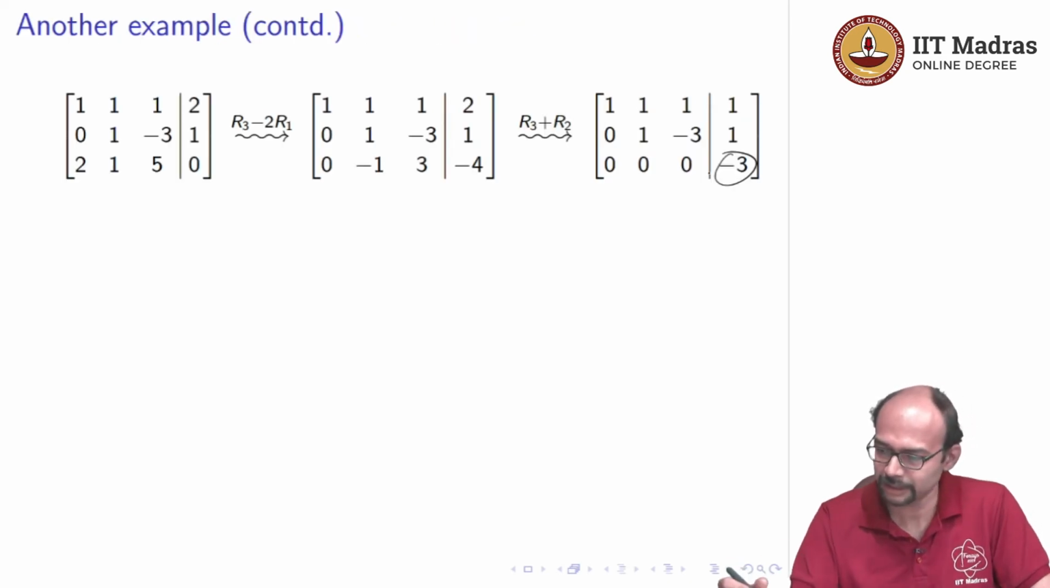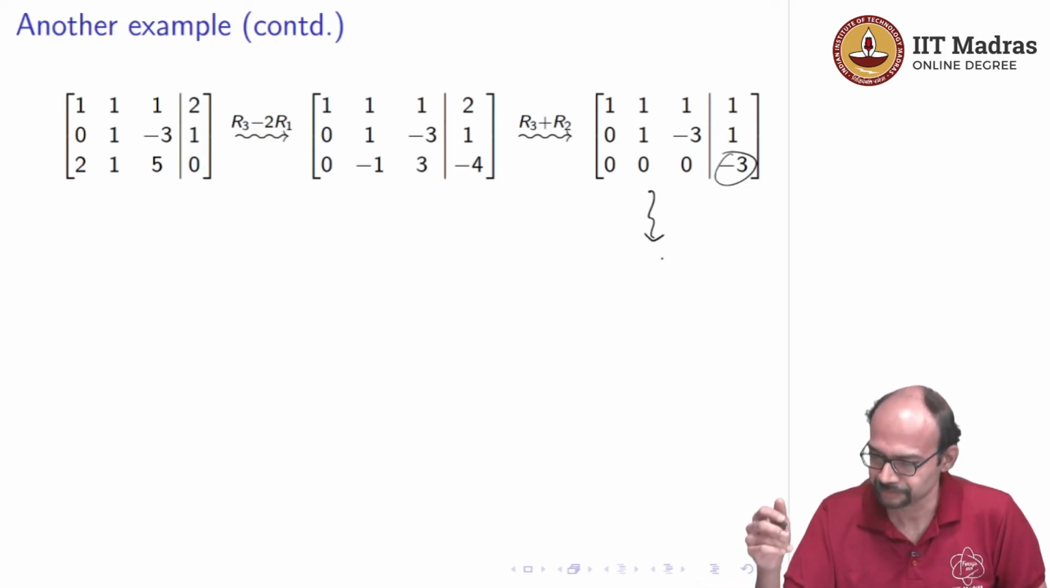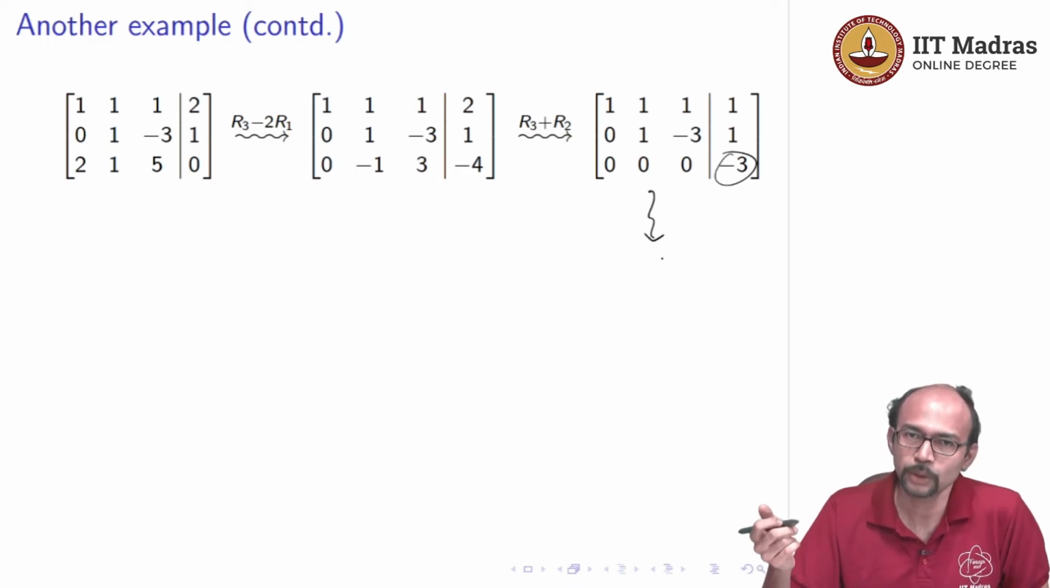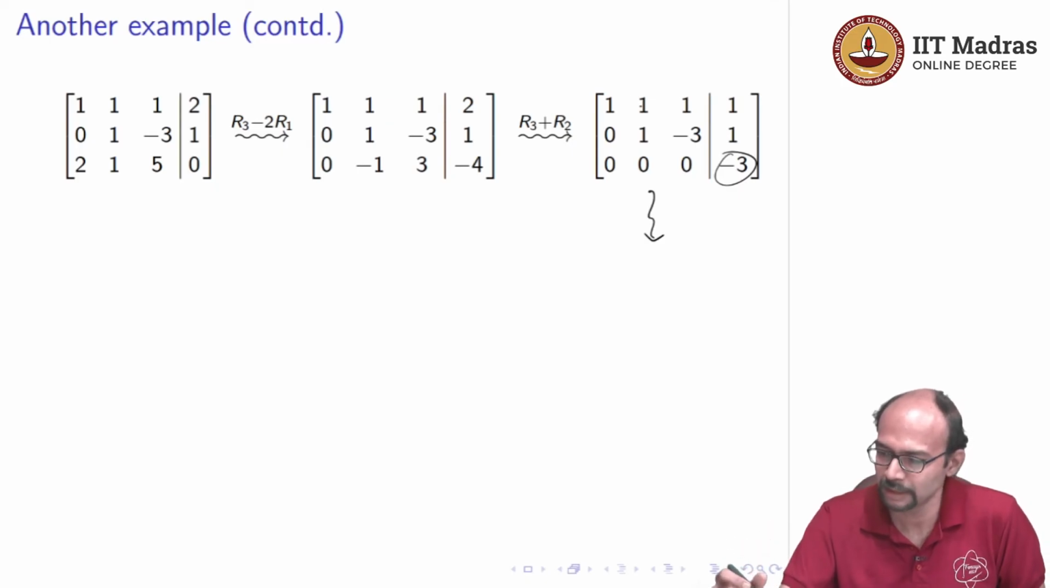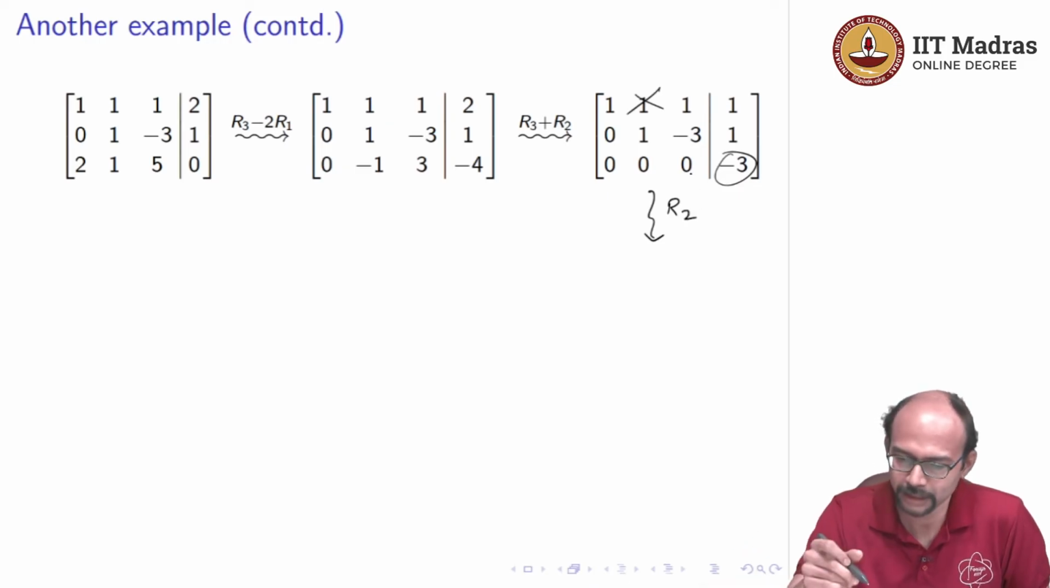Yeah. So, let us continue and finish off this example. Well, this is actually already in row echelon form. So, now let us put it into reduced row echelon form. To put it into reduced row echelon form, what do I have to do? I have to get rid of this 1 over here. So, let us do that. To do that, I have to do R1 minus R2.